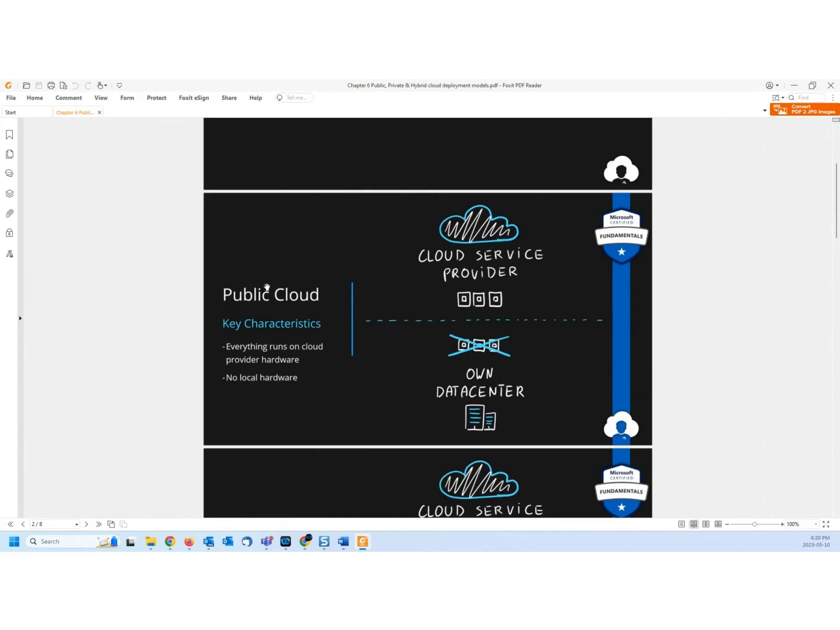So the public cloud is obviously going to the giants to provide us. So everything runs on the cloud. The provider provides the hardware, infrastructure, and everything. No local hardware.